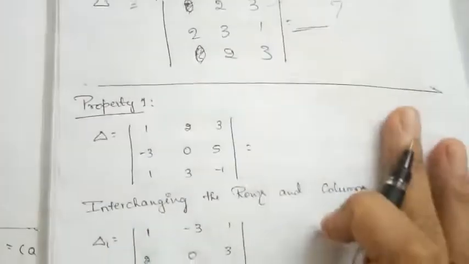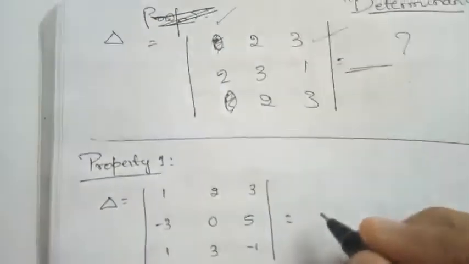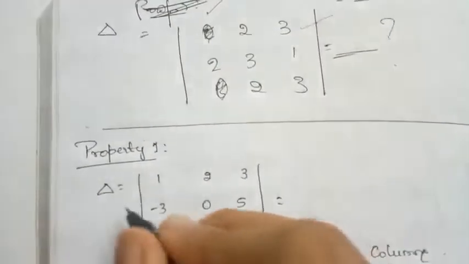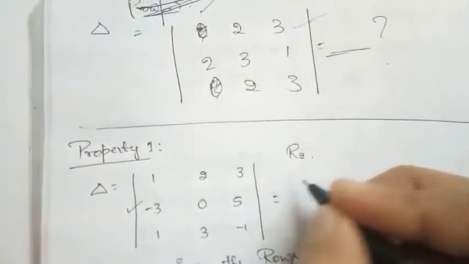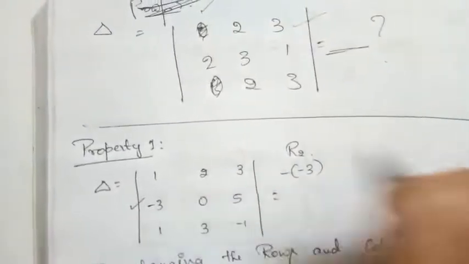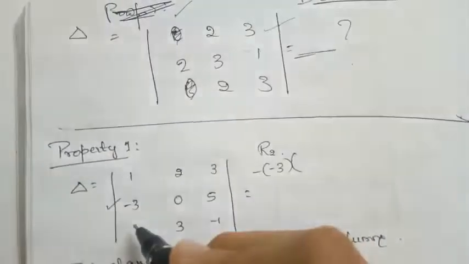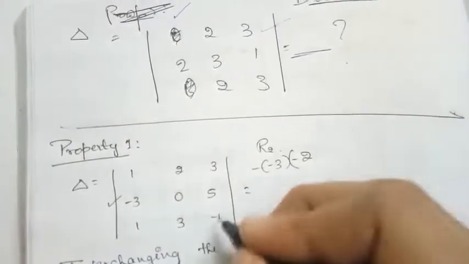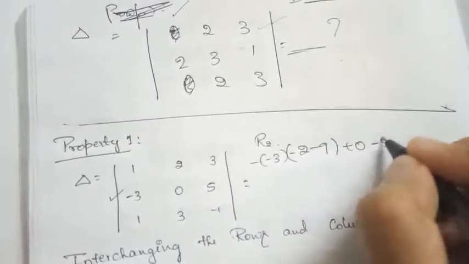So let us consider one determinant. I have considered this determinant, and now I am going to find its value. How am I going to find it? Here it is 1, 0, so I am expanding this determinant through the row R2. So what will be the value? Minus of minus 3, because it is not a diagonal element, into deleting that row and that column, 2 into minus 1 minus 2, 3 3s are 9, minus 9 plus 0 minus 5.